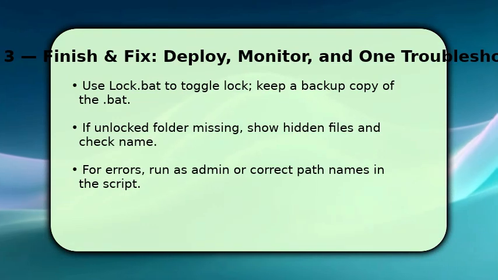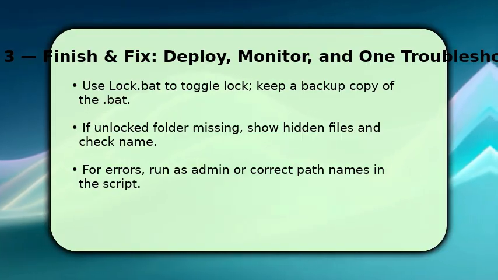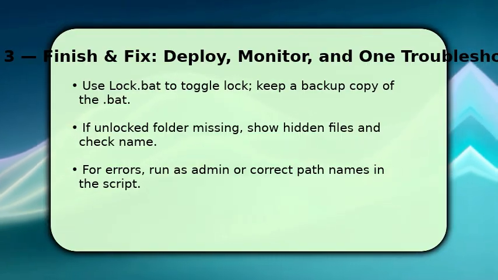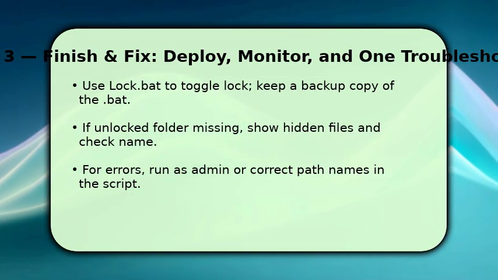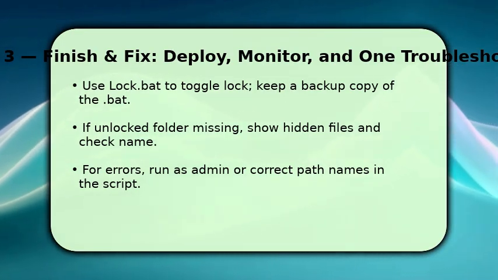To finish, routinely use lock.bat to toggle locking and unlocking. Store a backup copy on a USB in case of accidental deletion. If your folder seems gone after locking, enable Show Hidden Items in File Explorer. The batch hides and changes the folder name.